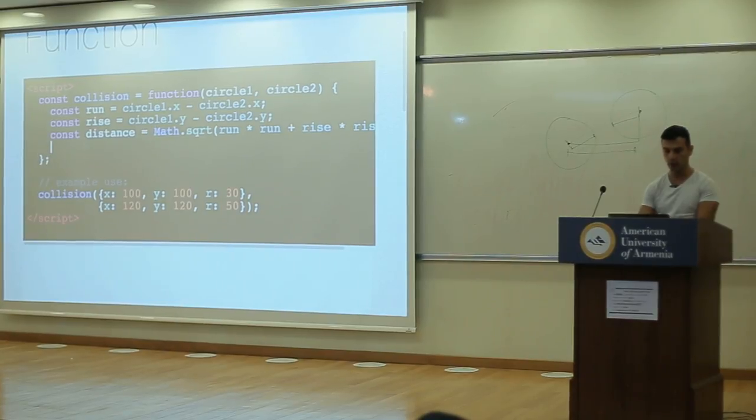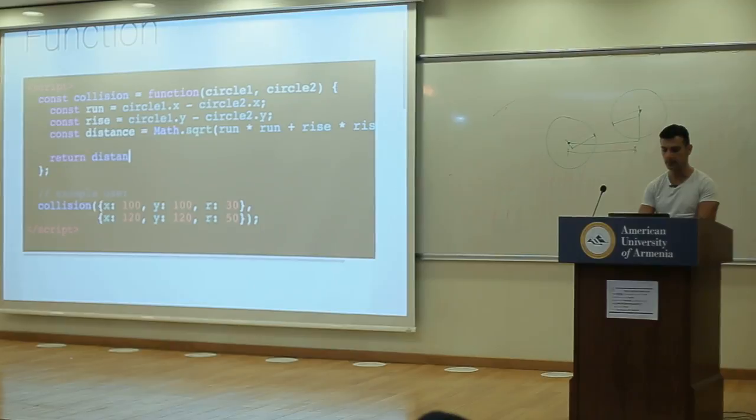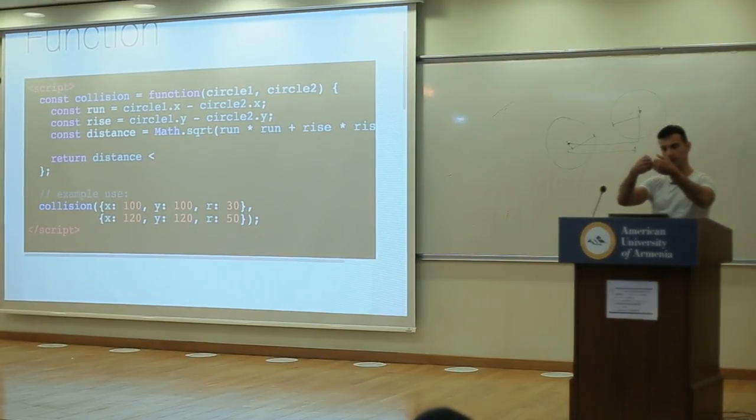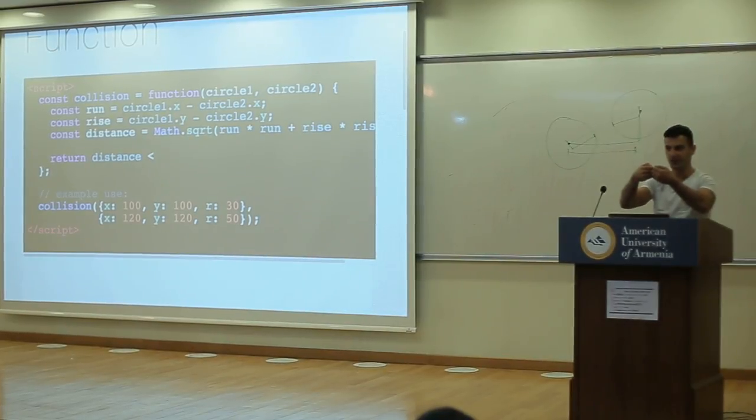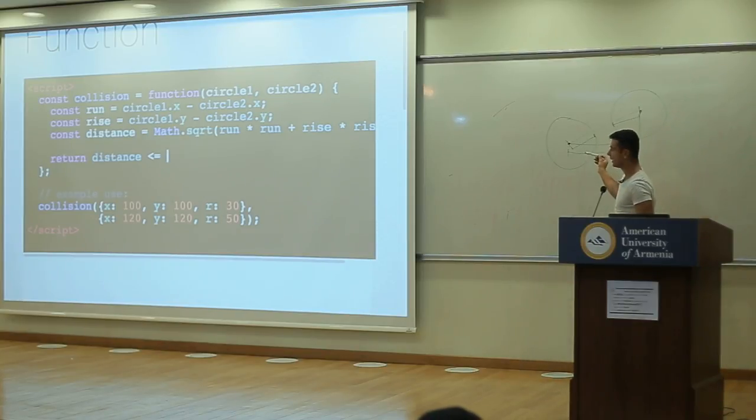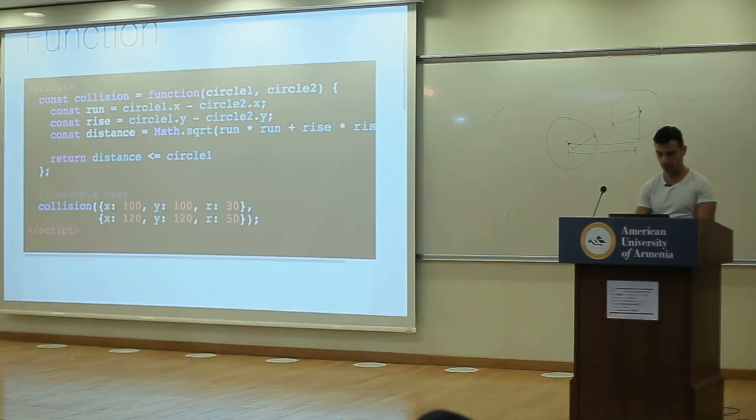Okay, and what I need to do is return if the distance is less than or equal to. If it's equal to, do you consider it a collision? It's up to you. If you want equal to, consider it collision. Okay, yeah, equal to. This and this combined, right? What is this? It's the radius. So circle 1 dot r plus circle 2 dot r. Cool. We did it.